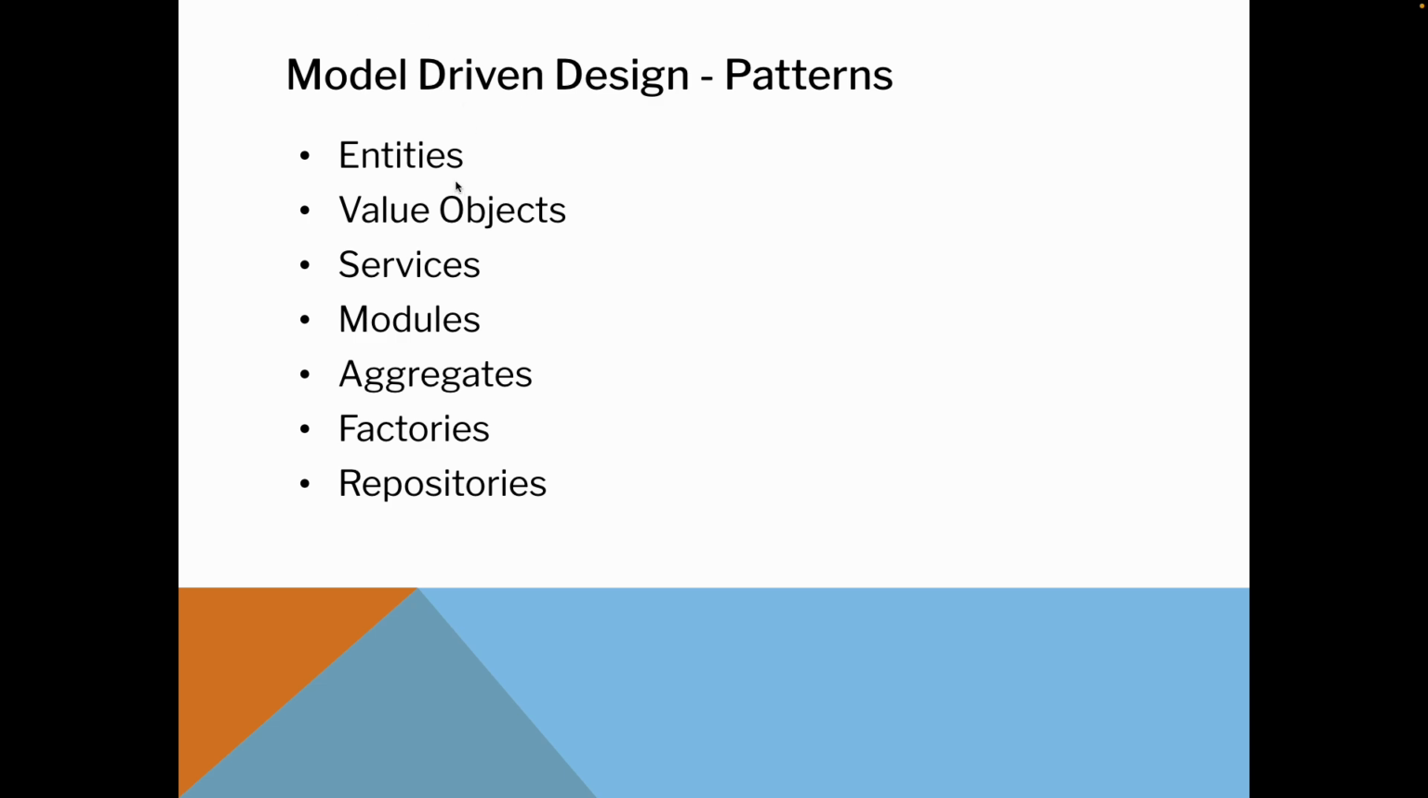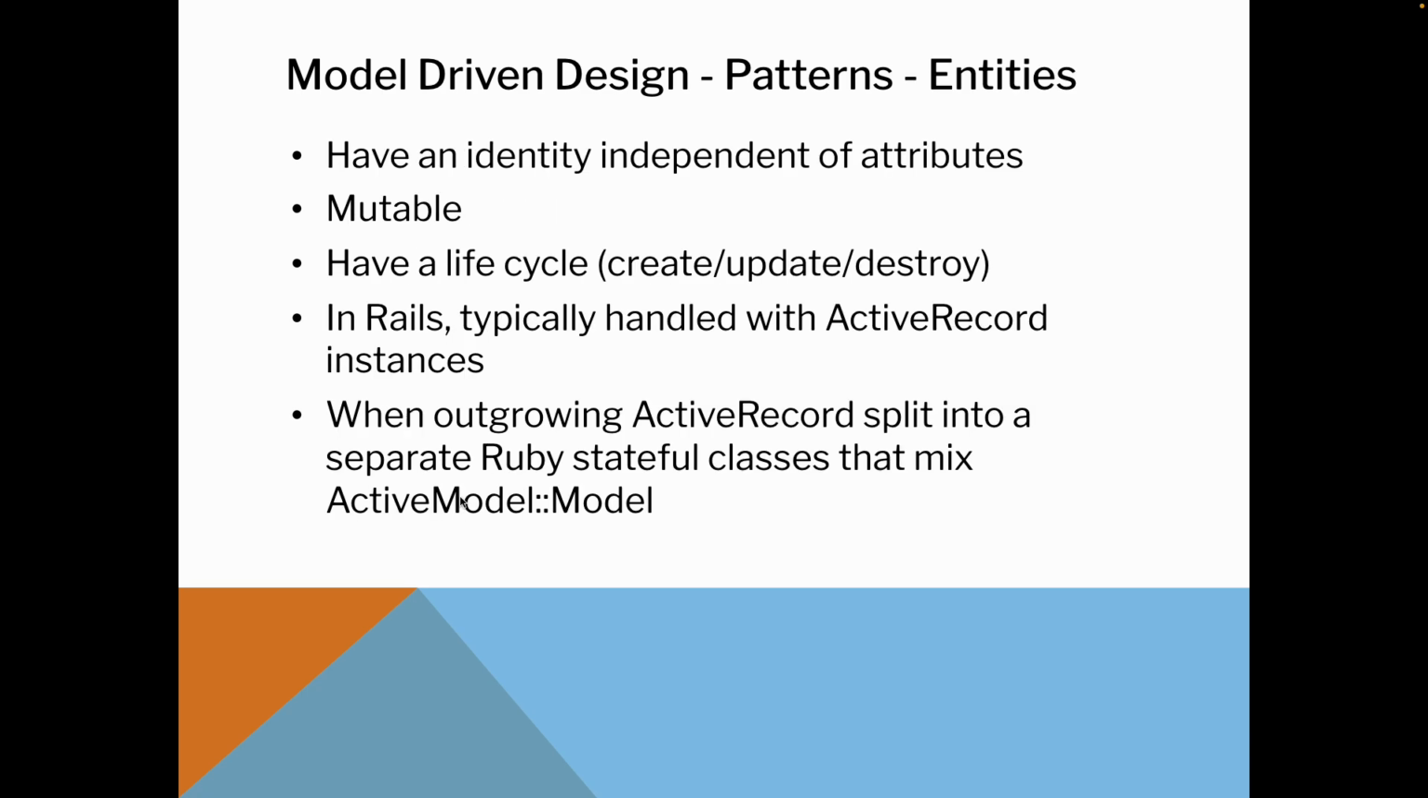So there are entities, value objects, services, modules, aggregates, factories, and repositories. Let's jump into each one of them and see what they are. Entities represent something that has an identity. Entities are any sort of concept or object that has a unique identity.